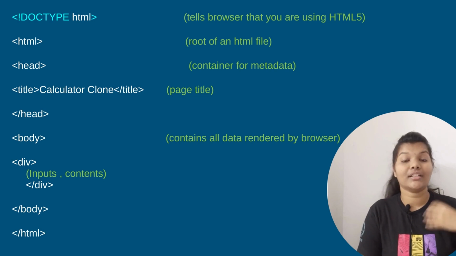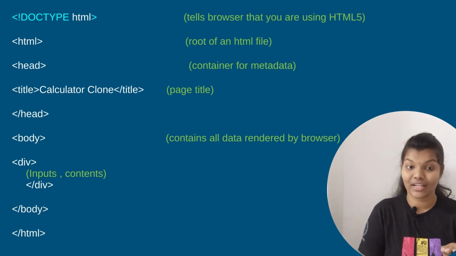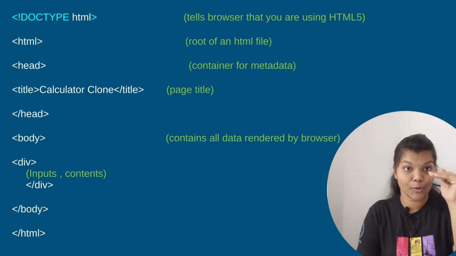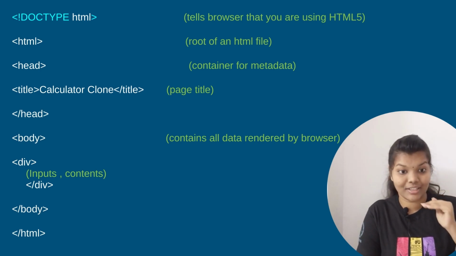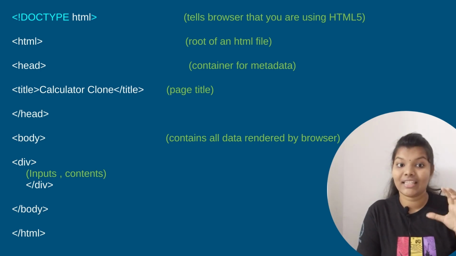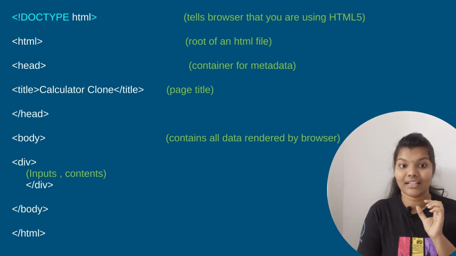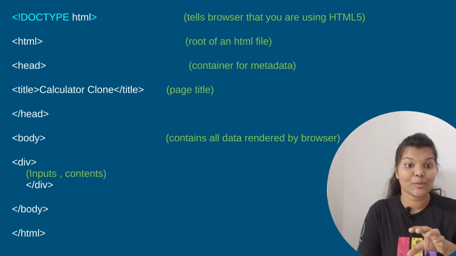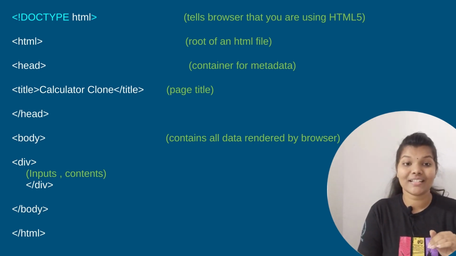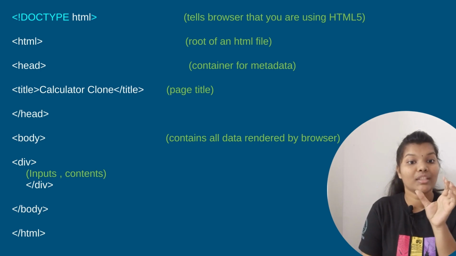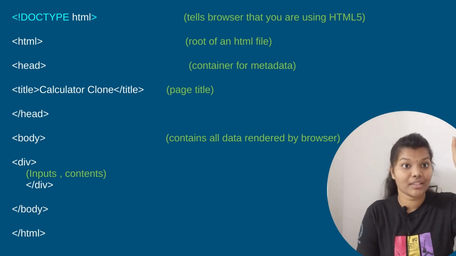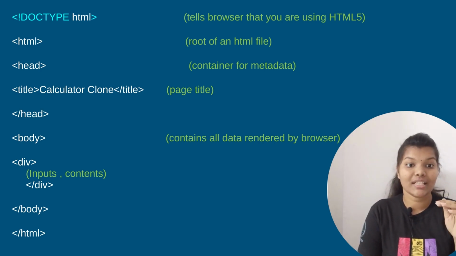This tells the browser that you are using HTML5, and you can see that the code starts with HTML and ends with /HTML. This says that /HTML is the end of the code. You can see the title where I have written calculator clone. This is the project we are going to discuss later. This calculator clone will be observed in the browser.